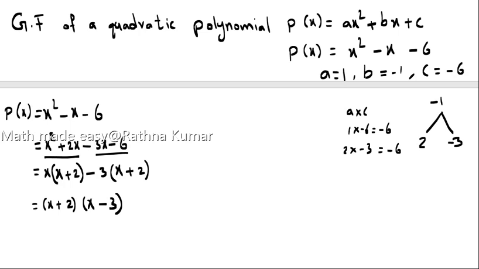Factors means they divide this polynomial exactly, giving the remainder equal to 0. So one of these two should be equal to 0. That means if x plus 2 is equal to 0, x is equal to minus 2, or x minus 3 is equal to 0, x is equal to 3. So this is alpha and this is beta. These are the zeros of this given polynomial.